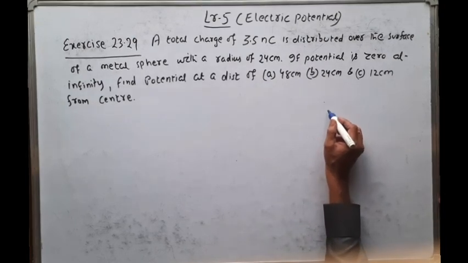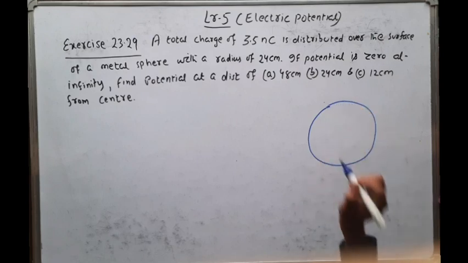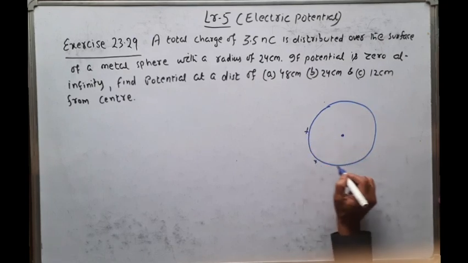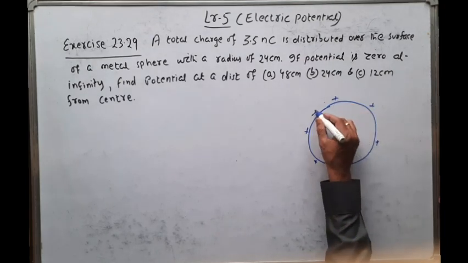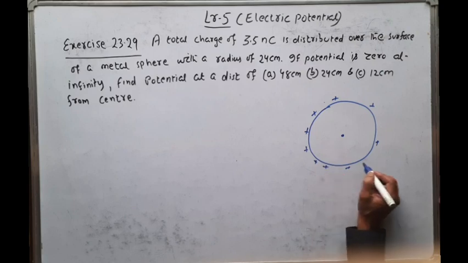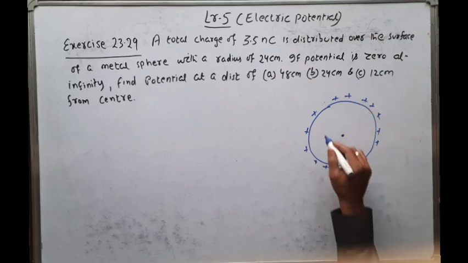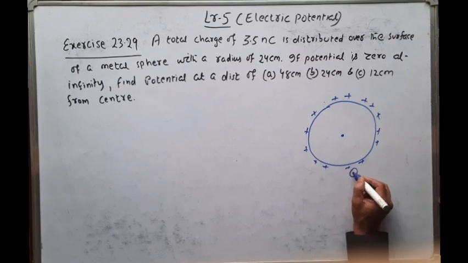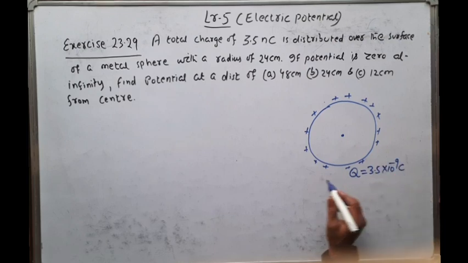You see, suppose this is a metallic spherical conductor. So here the total charge is uniformly distributed, and for a metallic conductor the total charge will be distributed on the surface. They will lie in the surface. So what is the total charge? Total charge given is equal to 3.5 nanocoulomb. Nano means 10 to the power minus 9 coulomb.